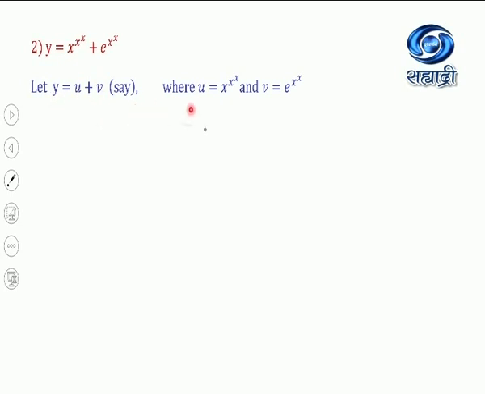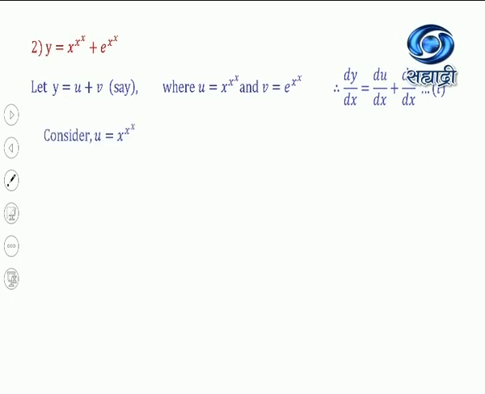Here u equals x to the power x to the power x, and v equals e to the power x raised to x. Now if you differentiate this, you will write dy by dx equal to du by dx plus dv by dx. We denote it by equation 1.